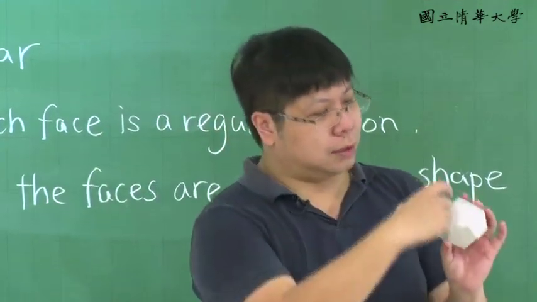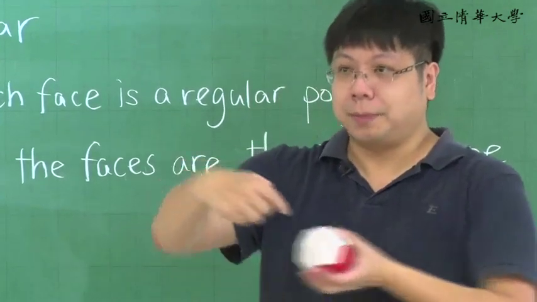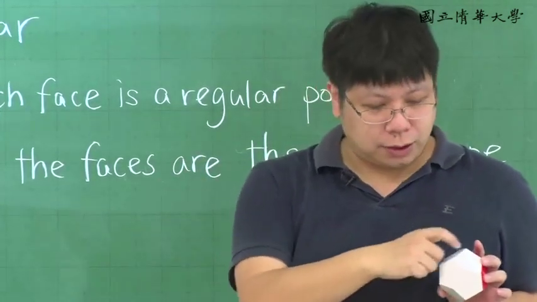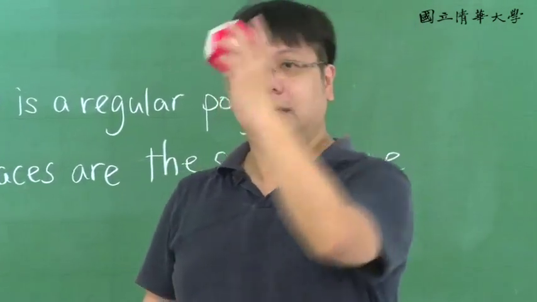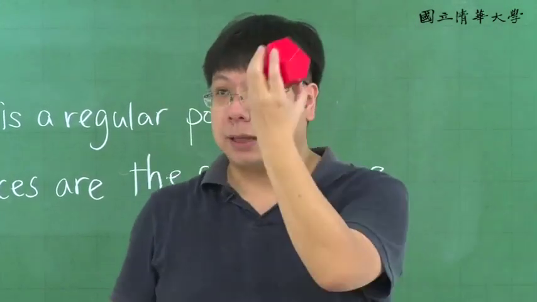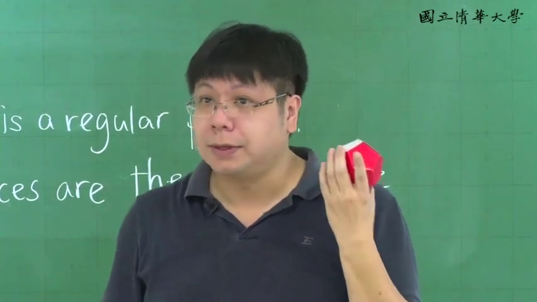So you have a pentagon here, and each one is joined by 1, 2, 3, 4, 5 others. There are 6 of them, white, and on the opposite side there are 6 red. So you can count it. There are 12 of them.